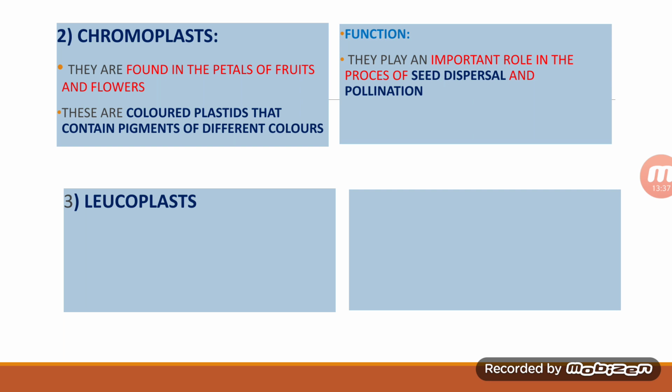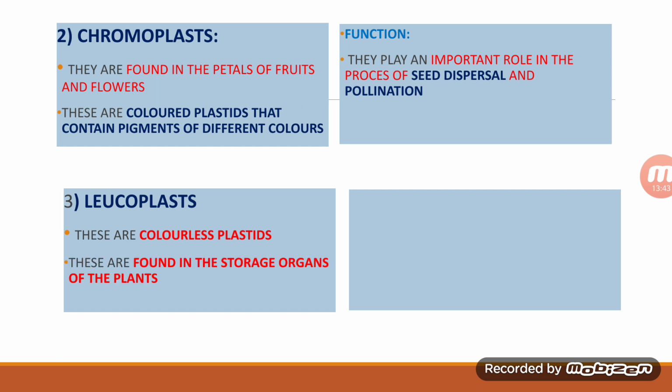Coming to leucoplasts. So what are leucoplasts? They are colorless plastids, which means they do not contain any pigments. So where are they found? They are found in the storage organs of the plants like the roots. Function, they store fat, starch and proteins.